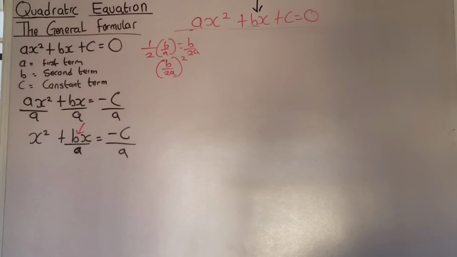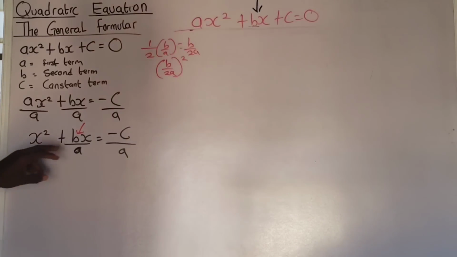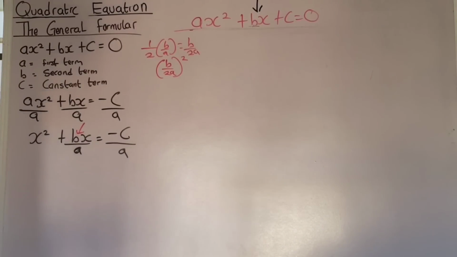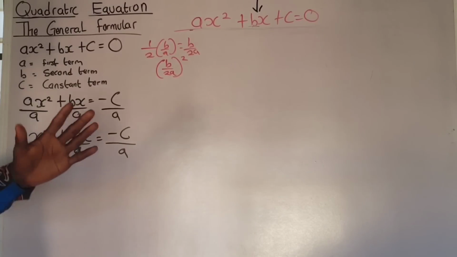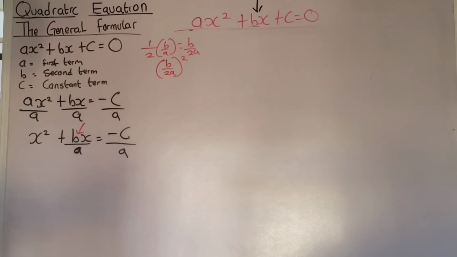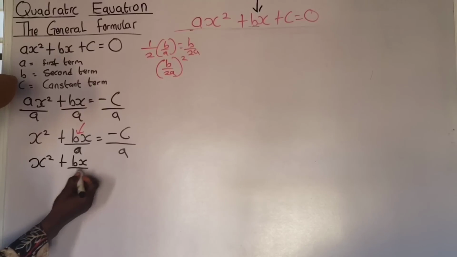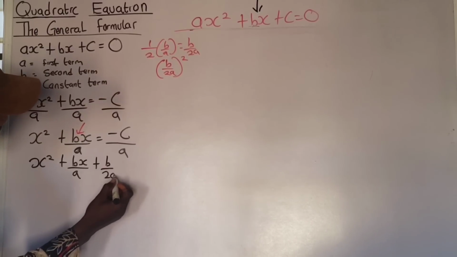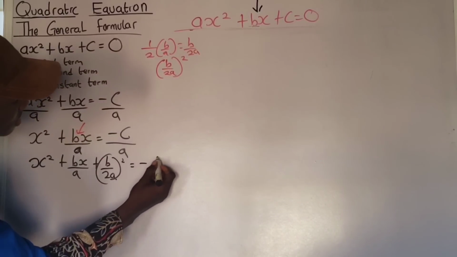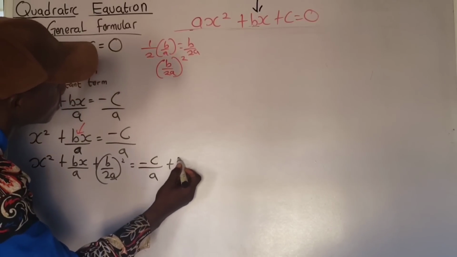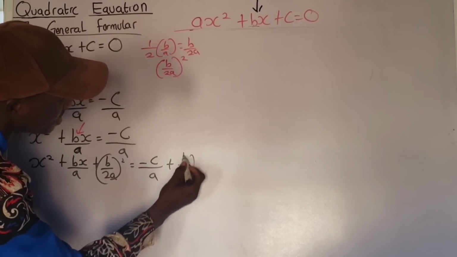When we were dealing with how to solve quadratic equations using completing the square in our previous class, we came across something like this: taking the half of the second term, squaring it, then adding it to both sides of the equation. It is the same thing I did here. So here I'm going to have x squared plus bx all over a plus b all over 2a squared equals negative c all over a plus b over 2a squared.